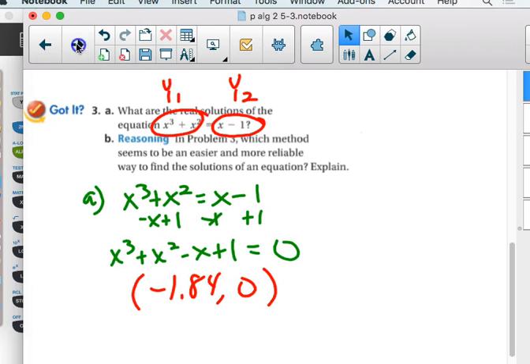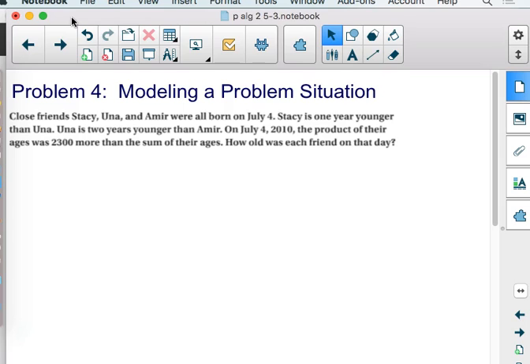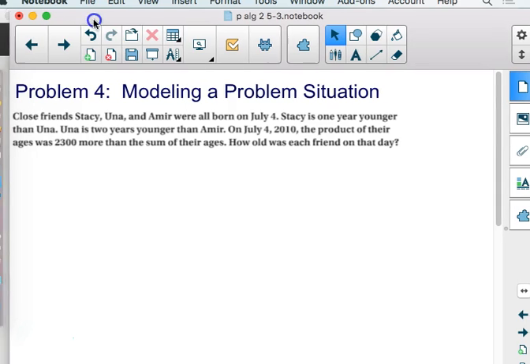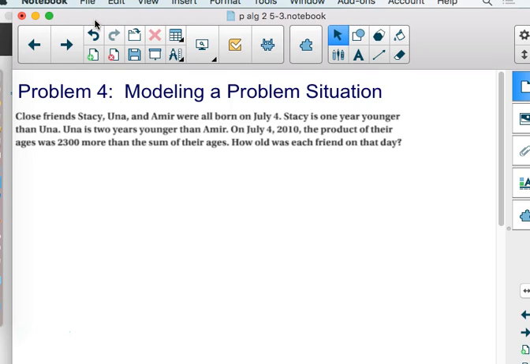So now we've got to get to the word problems. We knew it was coming at some spot here, and we've got 4 days on this section, so we haven't seen them yet. This has got to be it. We have some close friends, Stacy, Una, and Amir, and they were all born on July 4th. What's the chances of that? Stacy is 1 year younger than Una. Una is 2 years younger than Amir. On July 4th, 2010, the product of their ages was 2,300 more than the sum of their ages. How old was each friend on that day?